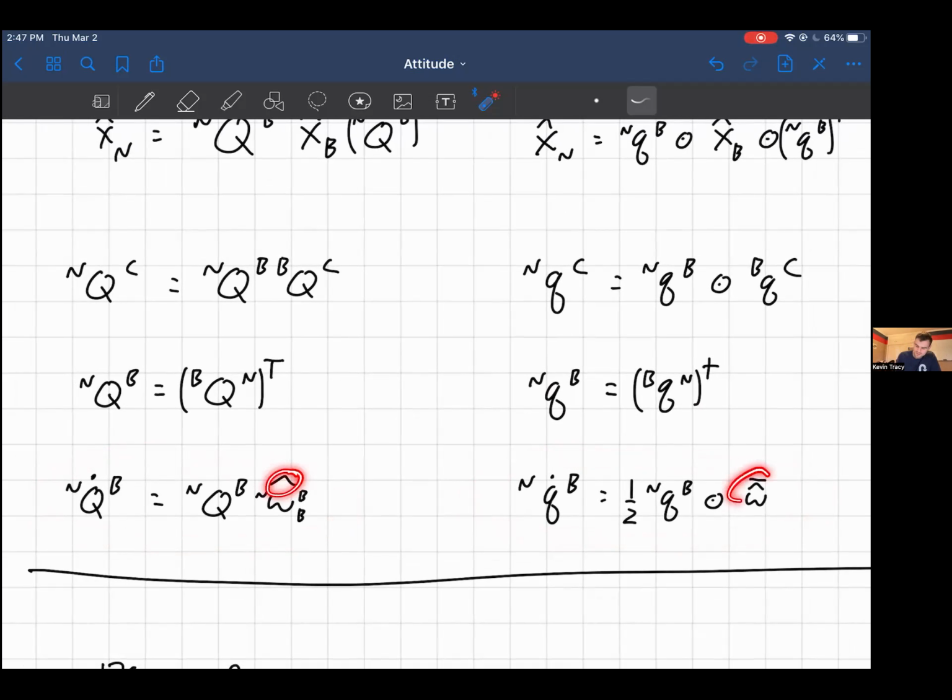So hat here, hat there, matrix multiplication here, quaternion multiplication there. The one thing that's different is that we have this rogue 1/2 show up. You'll see this everywhere. Again, it all has to do with that 1/2 you saw in the original description, the idea of the double cover, and you'll get these 1/2s showing up everywhere.